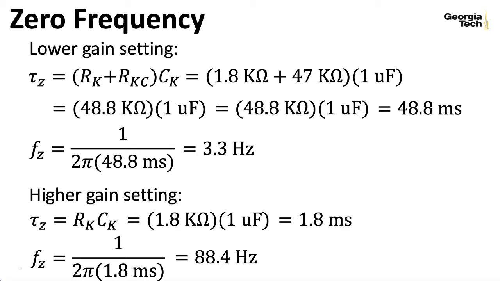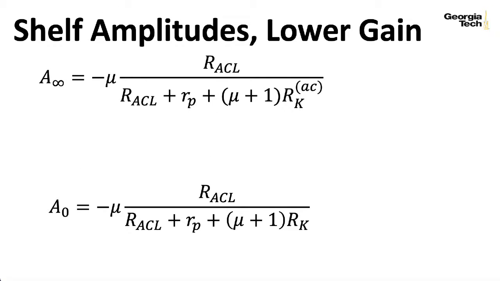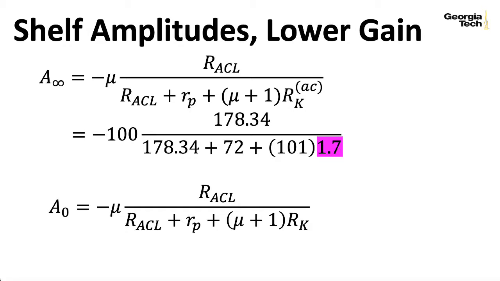But this is just the corner frequency where the magnitude starts rising from the lower shelf. What about the actual low shelf and high shelf? So as far as the extremes of the shelf go, here specifically looking at the lower gain case in the Mesa Boogie, we use this formula with 1.7 in this RKAC spot, so that's the RK in parallel with RKC.